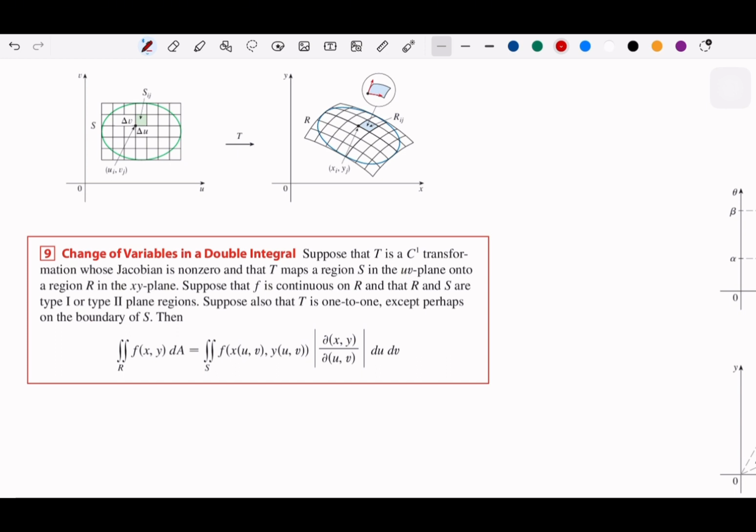And type 1, type 2, I don't think you need to define which type. This is just to show you which functions we deal with. Type 1 is for y as a function of x, and type 2 is for x as a function of y. But I don't think that's important. And then suppose T is one-to-one, except on the boundary, then we have these transformations.